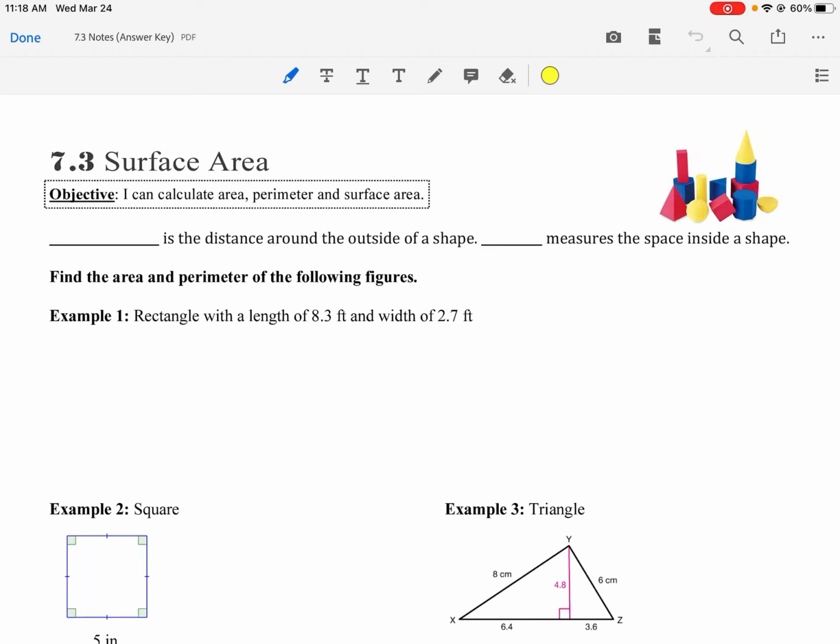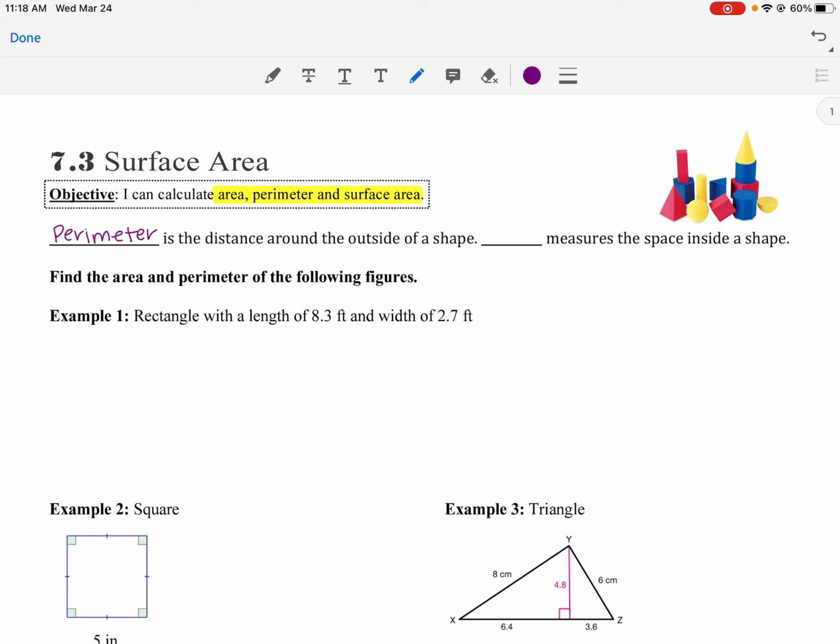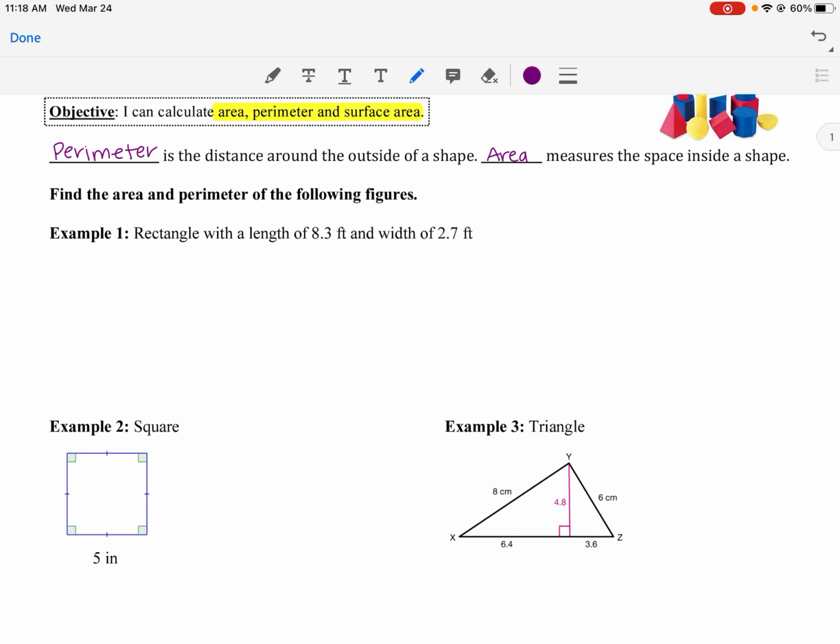Okay, today we are going to calculate area and perimeter, which will lead us up to surface area, and then next time we'll talk about volume. So remember, perimeter is the distance around the outside of a shape, whereas area is the space inside of a shape. So we're going to find the perimeter and area of the following.